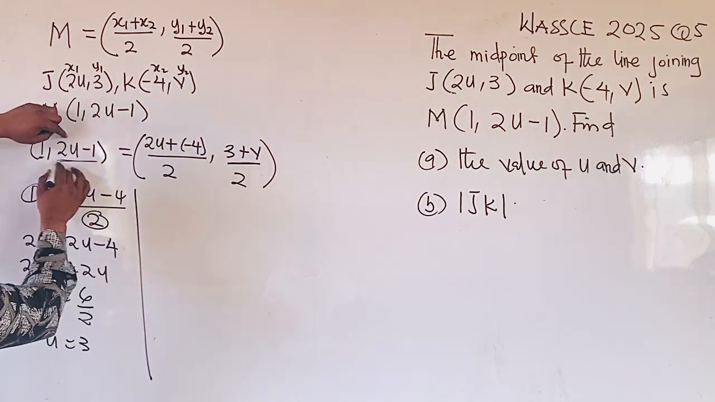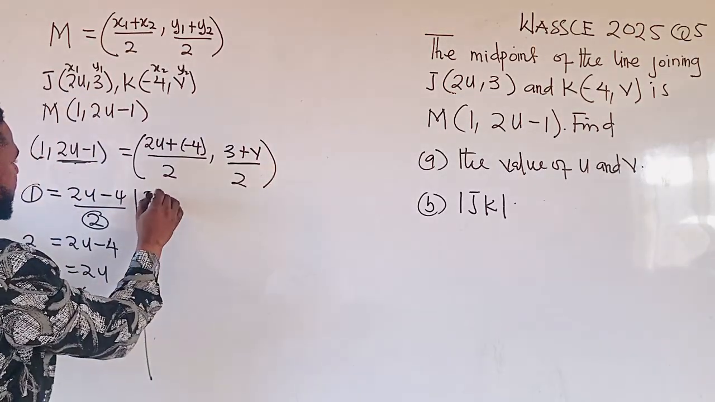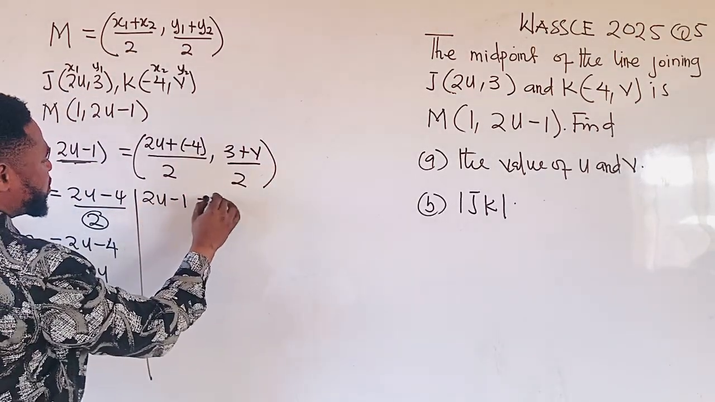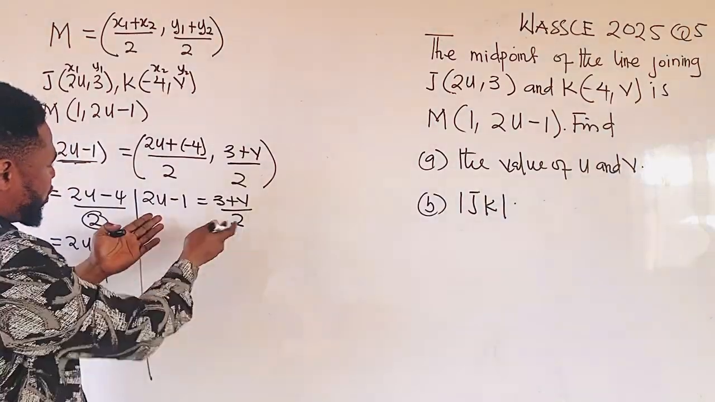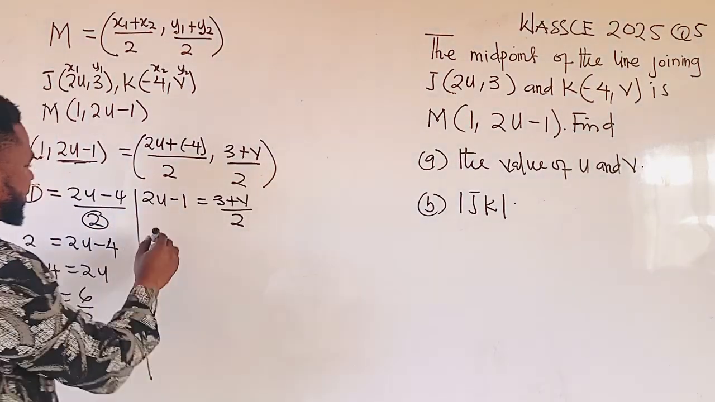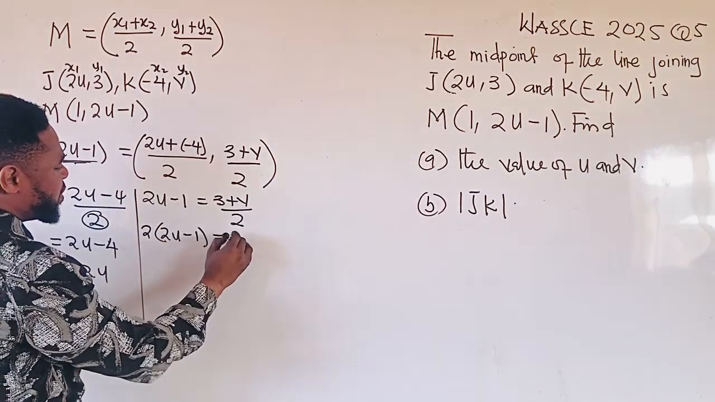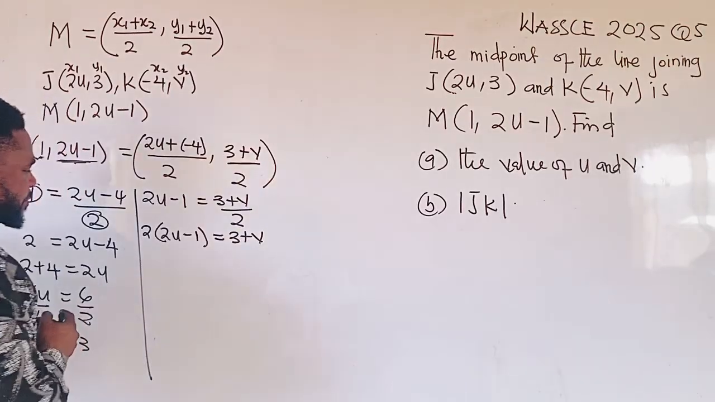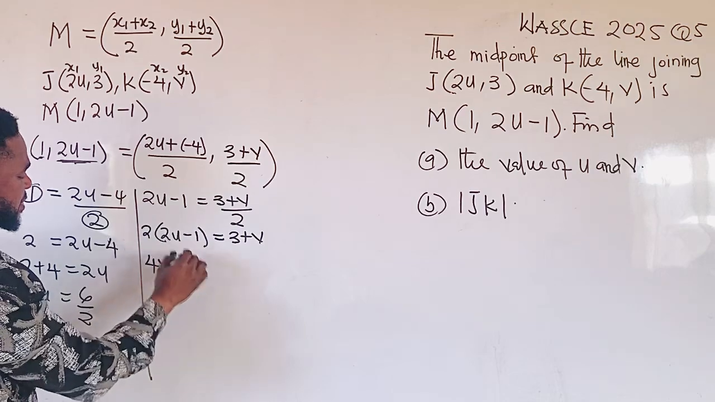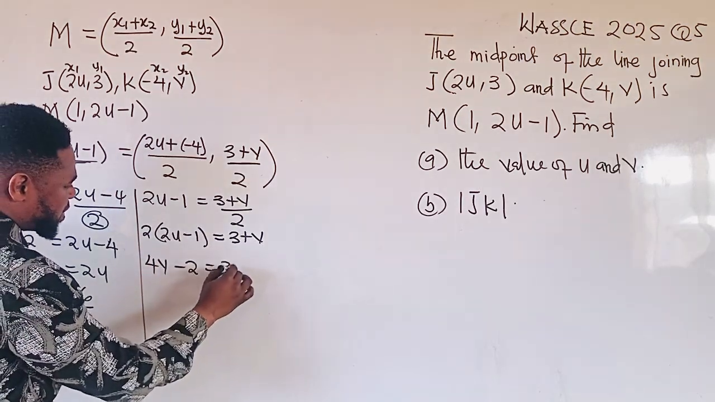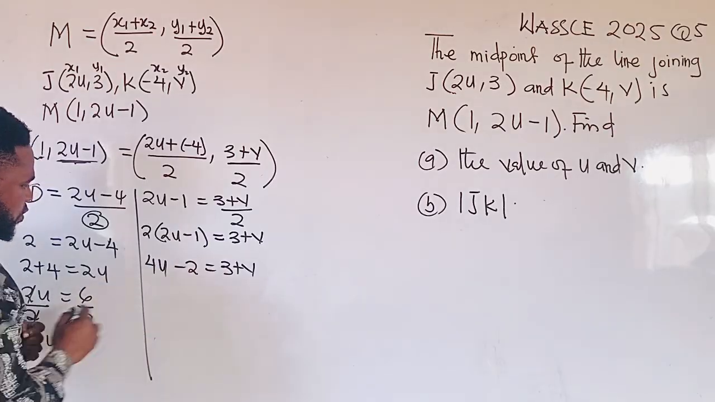So this here will also be equated to that. So we have 2u minus 1 should be equal to 3 plus v, all divided by 2. Again, we cross multiply to break the fraction. So we have 2 here, multiplying 2u minus 1, equal to 3 plus v. We expand this as 4u minus 2 equal to 3 plus v. Sorry, we have here u.